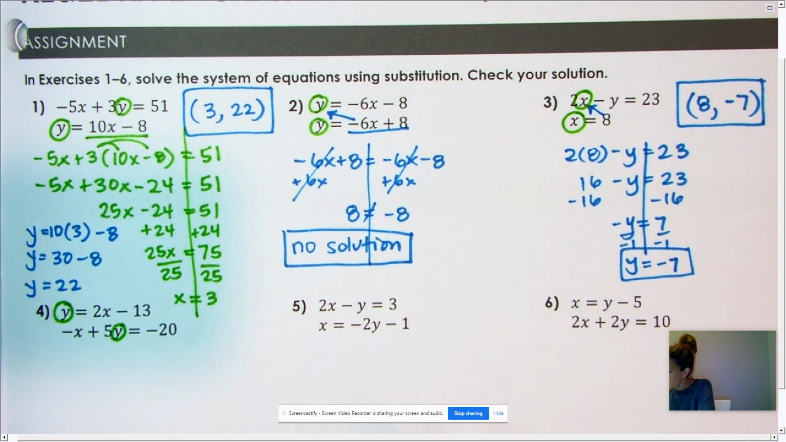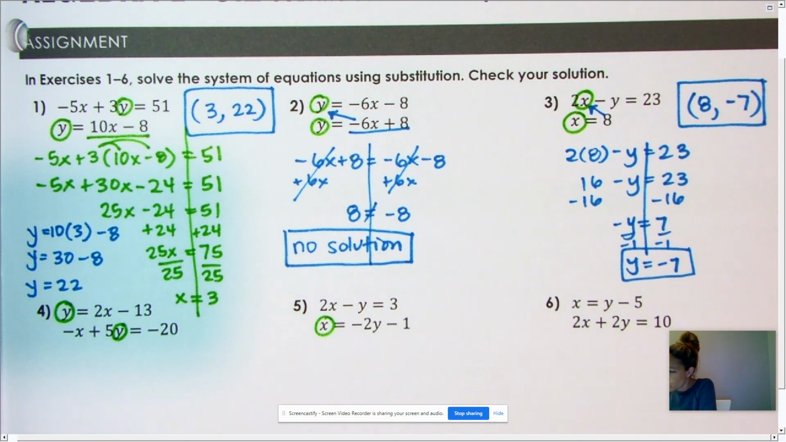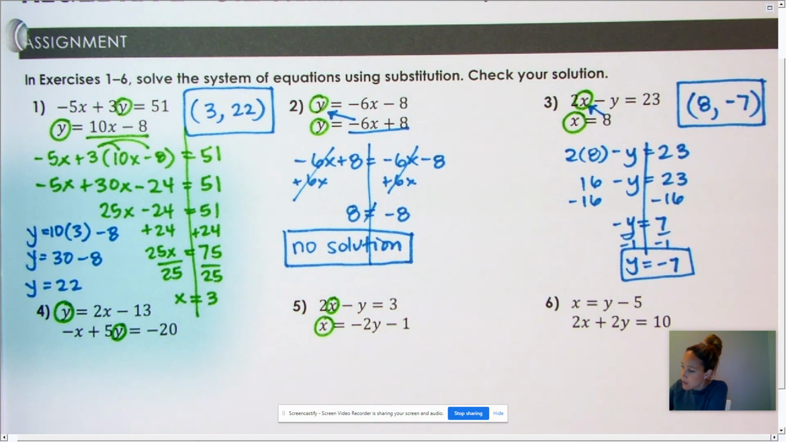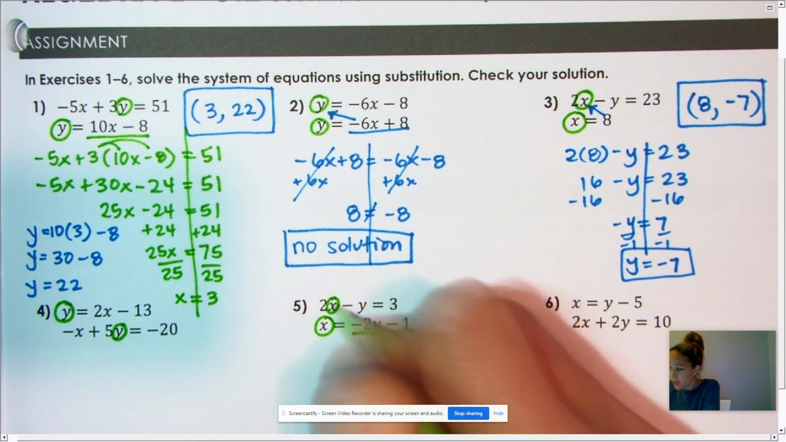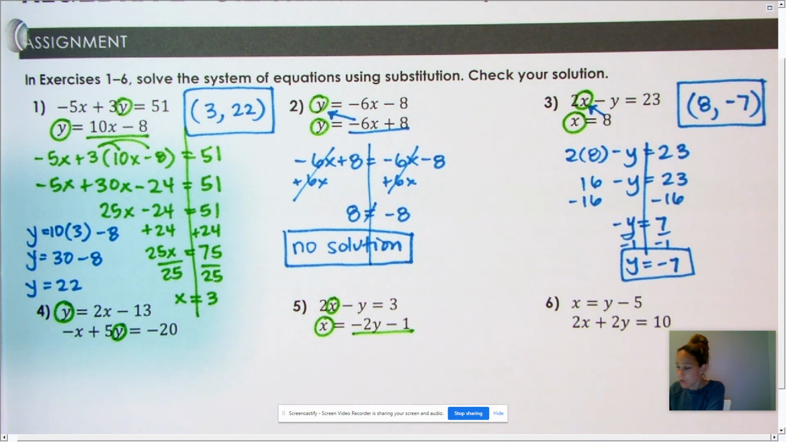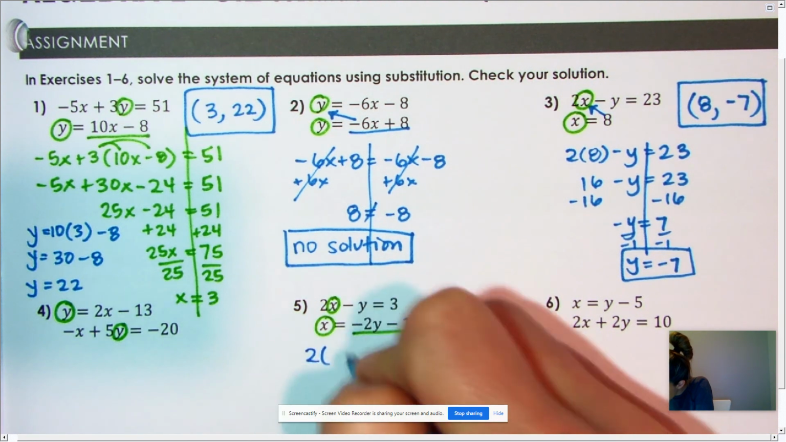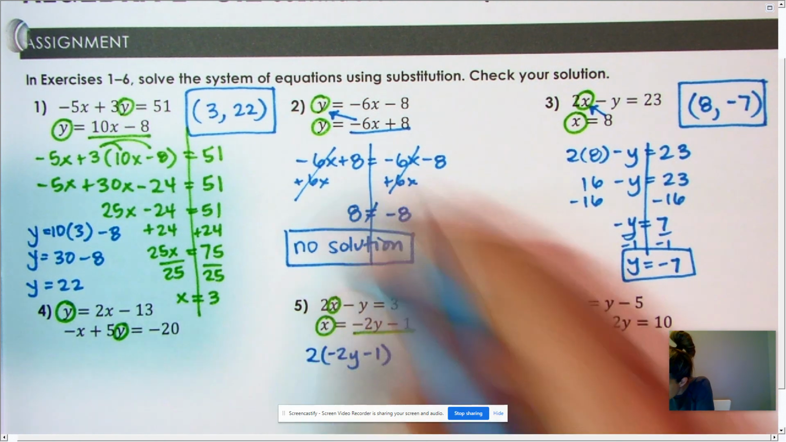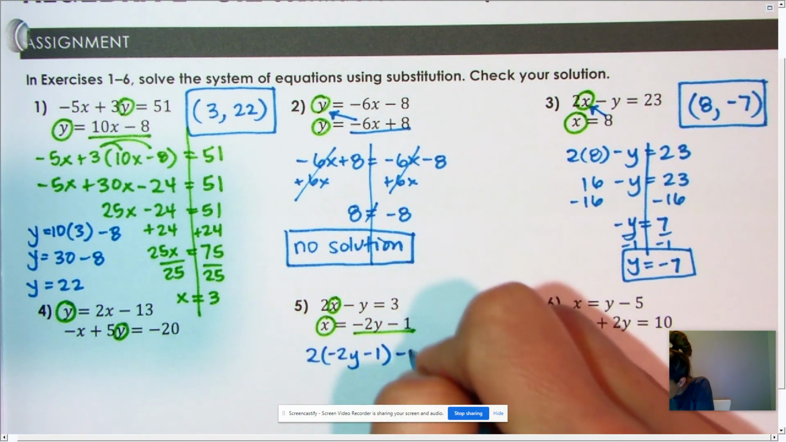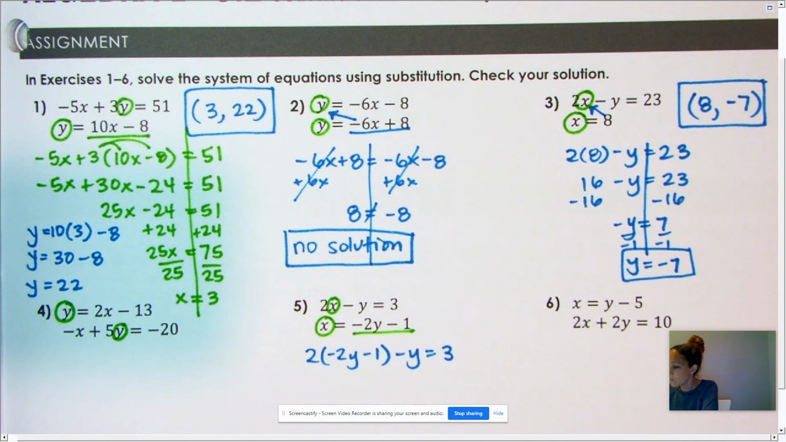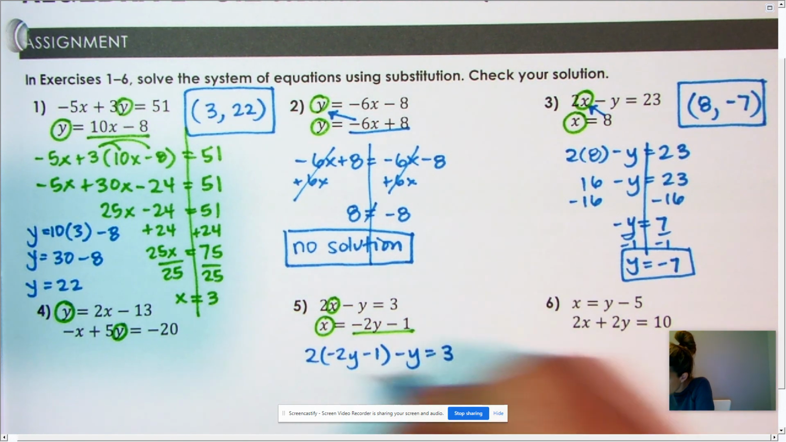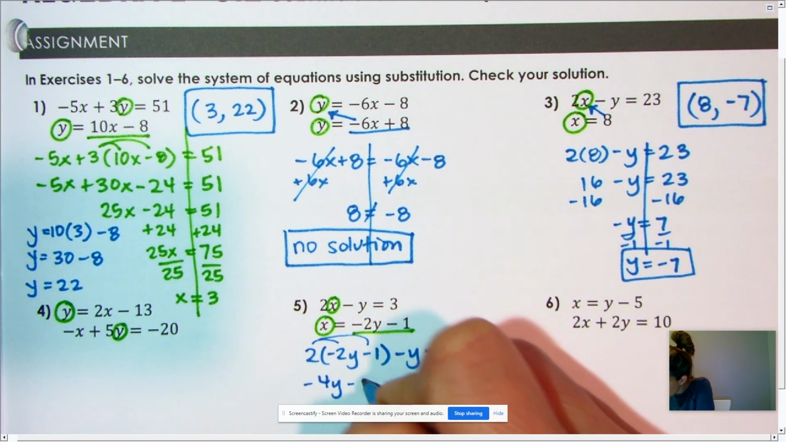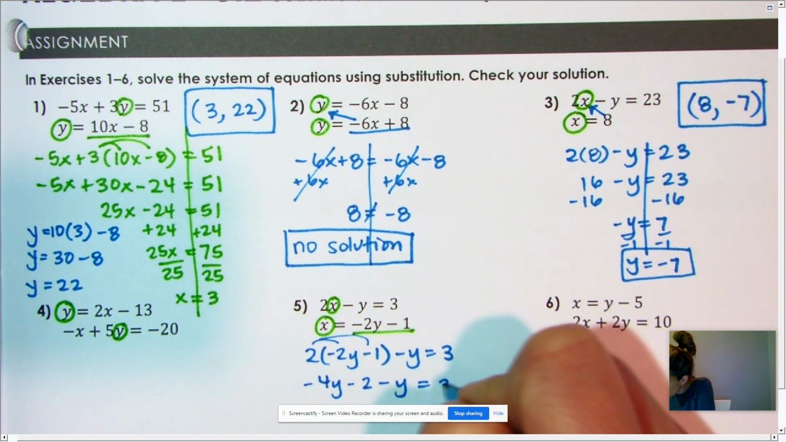Okay. Here we have x by itself. So we're always going to find whatever letter is by itself, and then we find it in the opposite equation, and we're going to plug that in there. So now I'm going to write that 2 times negative 2y minus 1. I just took that, wrote it where the x was. Now I'm going to copy the rest of it. Minus y equals 3. Okay, so now we're going to distribute. So we have negative 4y minus 2 minus y equals 3.